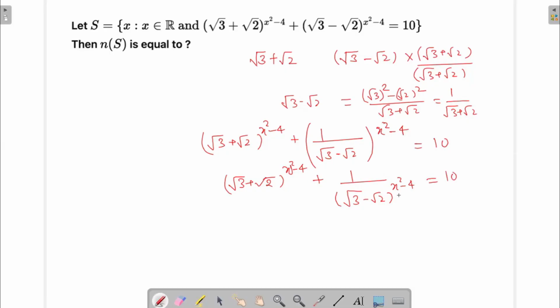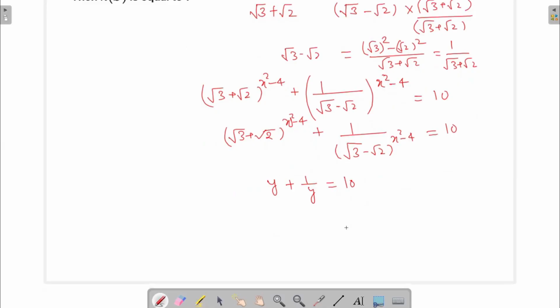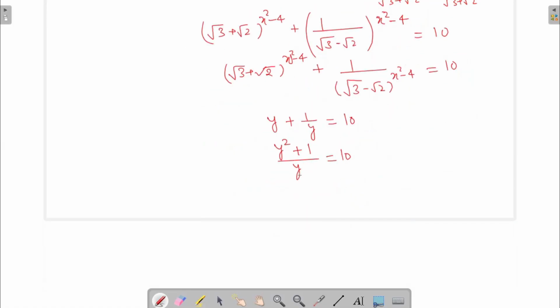Now, what if I assume this entire thing to be y? So this thing will become y plus 1 by y equals 10. Why did I do it? Because it was looking like a quadratic to me. That's the reason I did this. When I do this, I get y square plus 1 upon y equals 10. And in the next step, what will I get? I will get y square plus 1 equals 10y. And then I could write it as y square minus 10y plus 1.